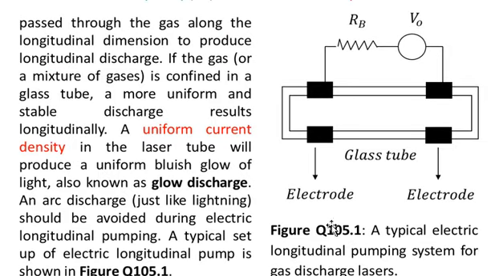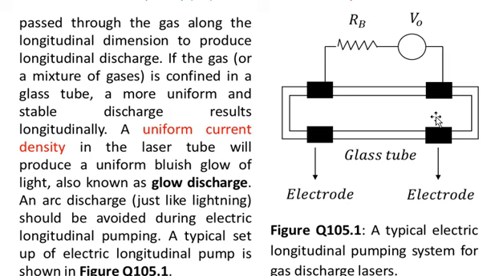The caption of the figure is: a typical electric longitudinal pumping system for gas discharge lasers. You can see that there is a glass tube having two sets of electrodes, one on the left hand side, the other on the right hand side. Actually, these are electrodes in the form of a circular ring, one here and another here.